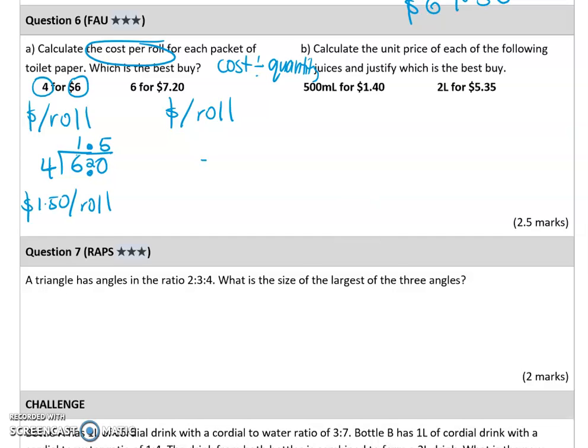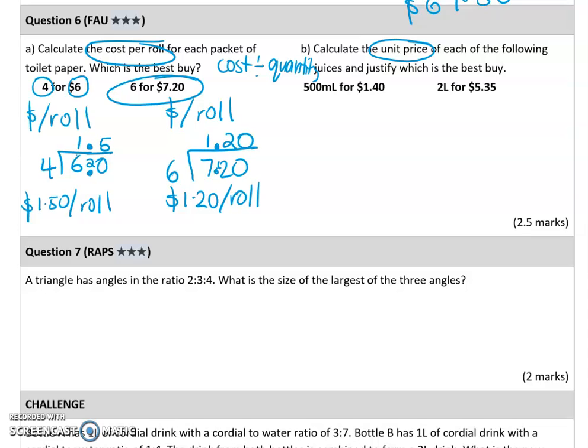Cost is $7.20 divided by quantity, which is 6. 6 fits into 7 once. Decimal goes above in division. 6 fits into 12 twice. $1.20 per roll. The best buy is 6 for $7.20, saving 30 cents per roll. Making sure that you do write a sentence for that one.